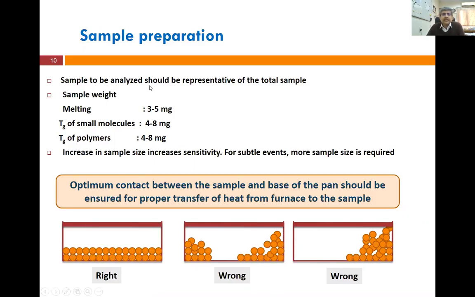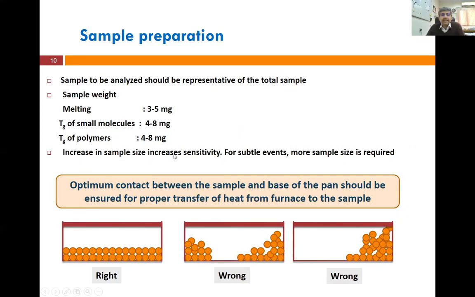The sample that is to be analyzed in the DSC should be representative of the total sample which you are trying to characterize. The sample weight for melting point is usually 3 to 5 milligrams. For the determination of Tg or glass transition temperature of small molecule drugs, we take about 4 to 8 milligrams of sample, and for the polymers, we take about 4 to 8 milligrams of the sample. So as is clear, we require a very small sample size to carry out the DSC analysis.